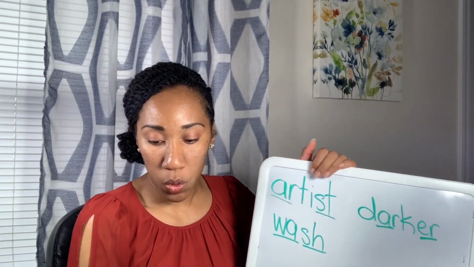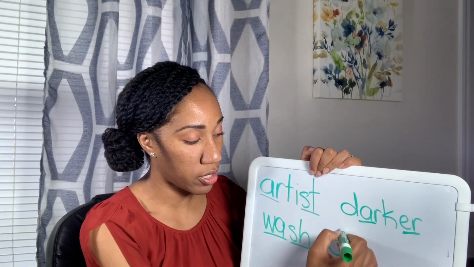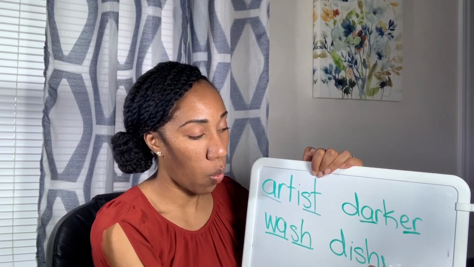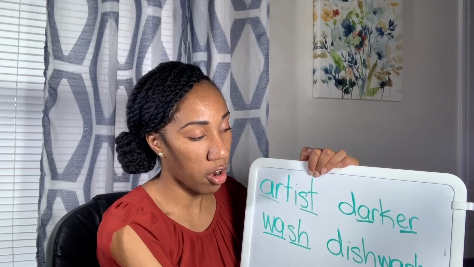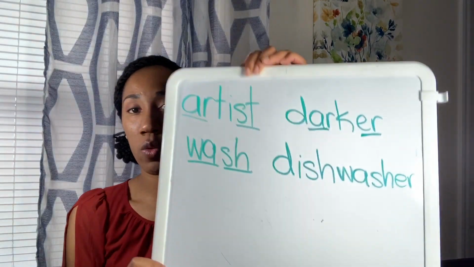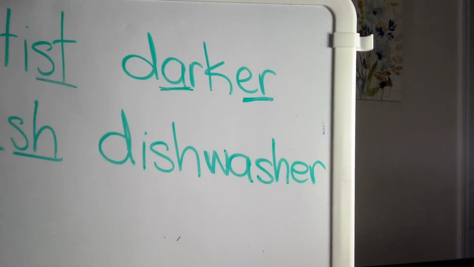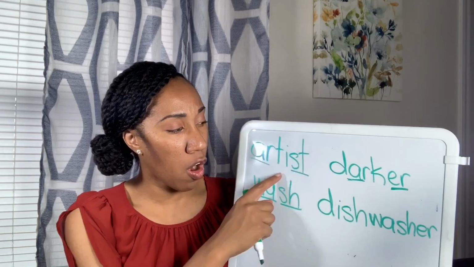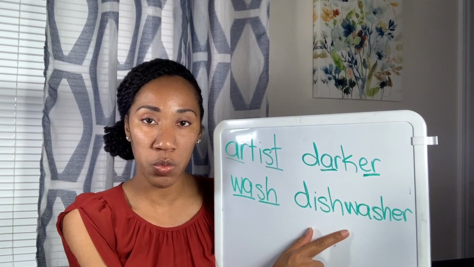And the last one was a compound word. It was dishwasher. D-ish. Wa. Sh-er. This is all one word. It should not have any spaces in between it. Okay, so those are all of our words. Artist, darker, wash, dishwasher.